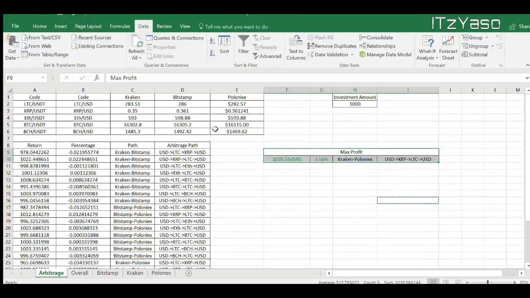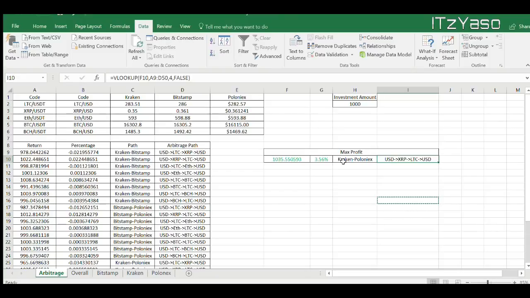From this column, it's showing you that the most profitable pathway here is the Kraken, Poloniex, converting XRP to Litecoin. What this means is if you invest $1,000, you can return 3.5% on the investment within 30 minutes to an hour. So it's a very rapid investment and turnover.